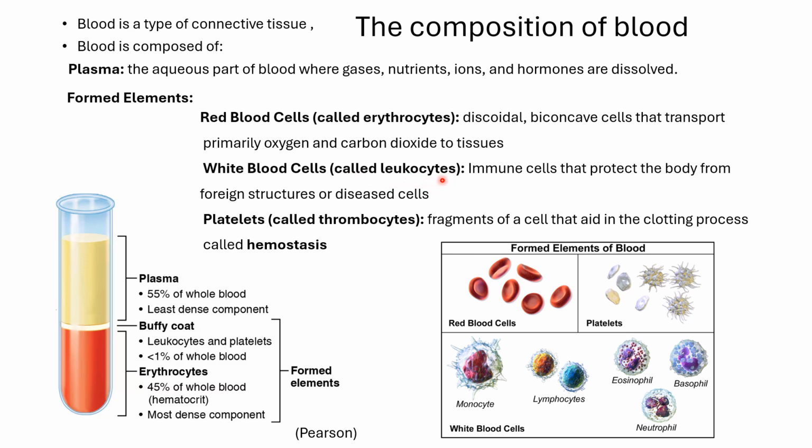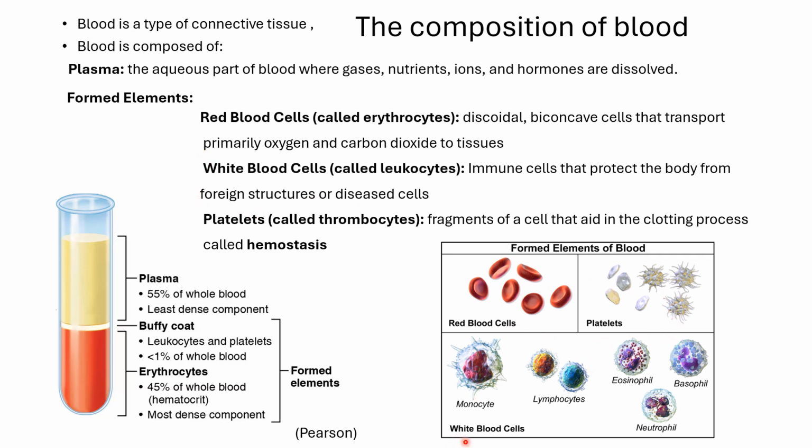And what is the primary function of the WBCs? They are immune cells, and they protect the body from foreign structures or diseased cells. There are many types of white blood cells. We will go over them in a little while. And then the third, okay, let's also look at this slide.